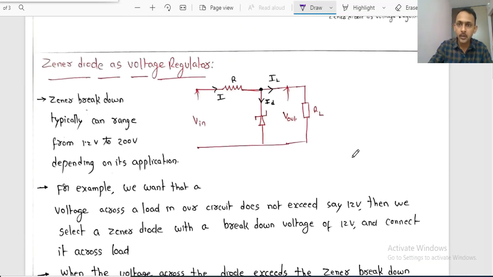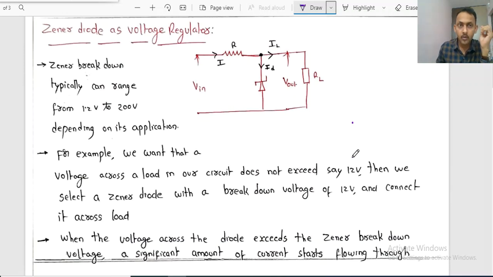Now, dear students, please observe, if you want to control the voltage across the load, it can be achieved with the help of this Zener diode, which is connected in parallel to the load. Now, the breakdown voltage of this Zener diode can range from 1.2 volts to 200 volts. How do we understand that? For example, if you have connected a Zener diode which is having some breakdown voltage of 12 volts, up to 12 volts, right?